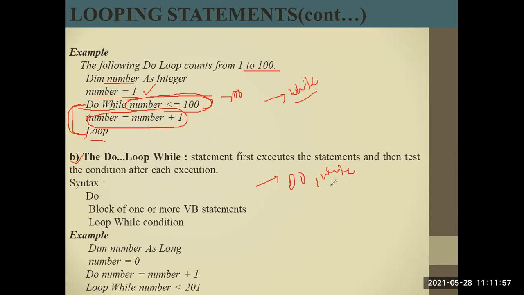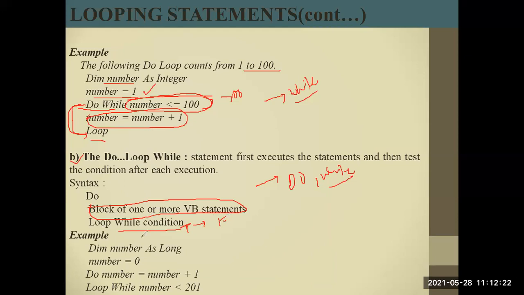So what happened? First, we will execute the statement. A block of statements is executed, at least once. Then we will check the condition. If the condition is true, again we will repeat it. This process will be repeated until the condition is false.